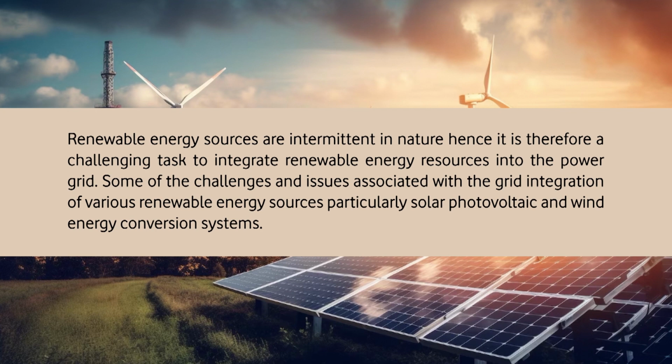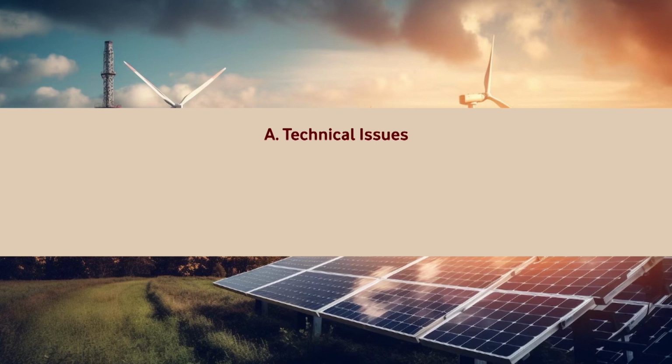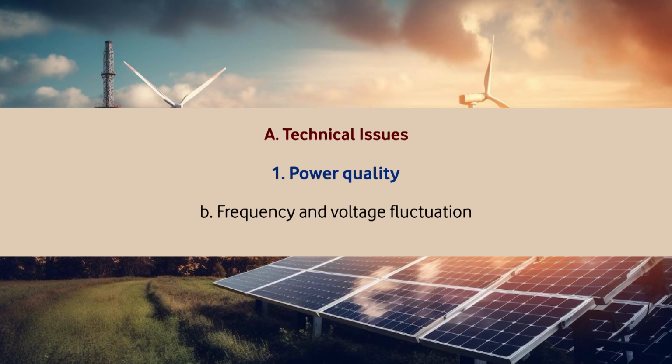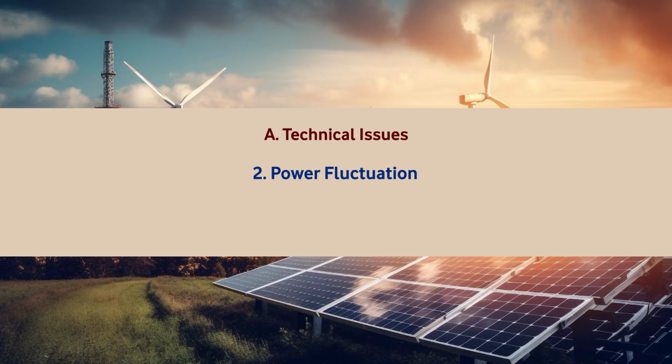Here are some of the challenges and issues associated with the grid integration of various renewable energy sources, particularly solar photovoltaic and wind energy conversion systems. Further, these challenges are broadly classified into technical and non-technical, and described below. Technical issues. The following are the technical issues. First is power quality, which comes under harmonics, and frequency and voltage fluctuation. Second is power fluctuation: small-time power fluctuation, and long-time and seasonal power fluctuation.